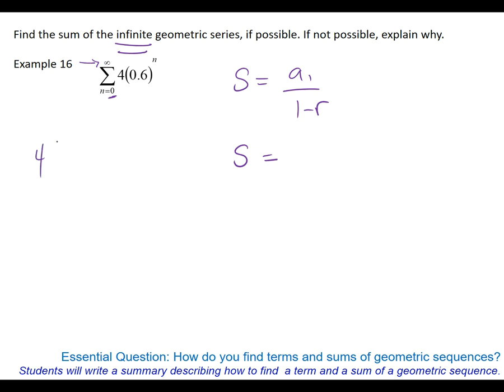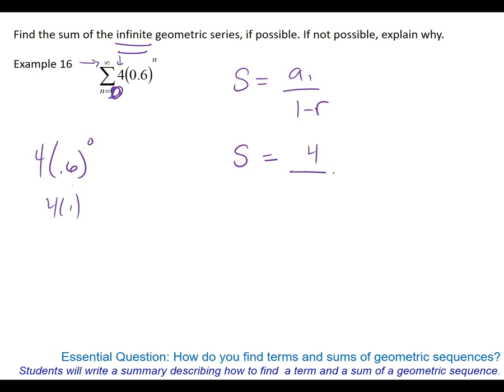So let's see, 4 times 0.6 to the 0. What's anything to the 0 power? Yours says 1? Let's switch it to a 0 to make life easier. Anything to the 0 power is 1. So 4 times 1 is 4. So my first term is in fact what it says there.